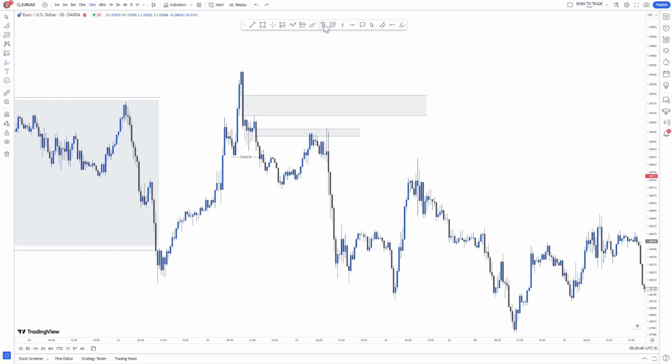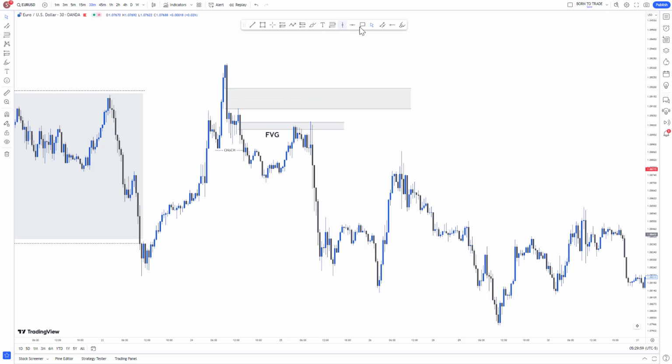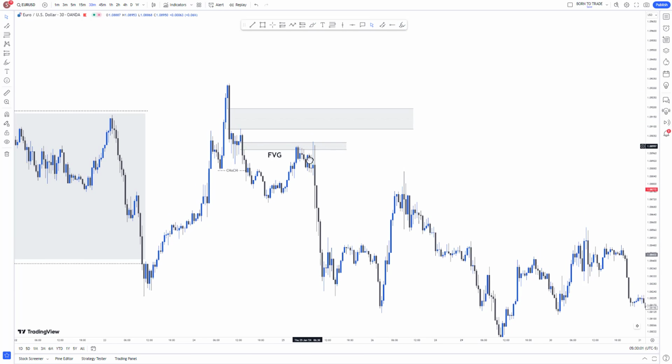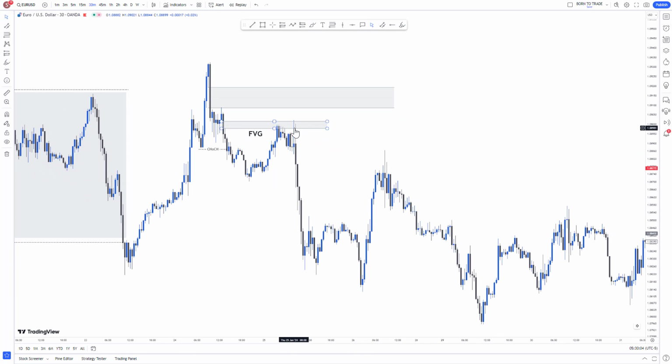So we're going to label this a fair value gap, FVG, which represents a fair value gap. This is one of ICT's best concepts. Now price rebalances this inefficiency, and what you can clearly see is that price starts to push to the downside. So if you took a trade from this fair value gap, congratulations to you, you made money from this market.